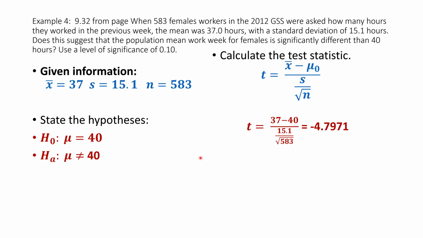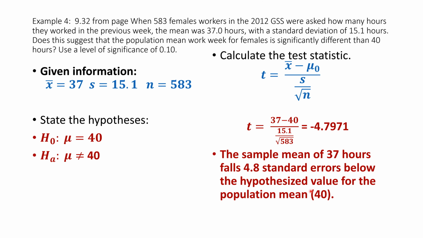So the test statistic will be calculated as the sample mean minus mu 0, divided by the ratio between the sample standard deviation and the square root of the sample size. Please verify this calculation by yourself. The sample mean of 37 hours falls 4.8 standard errors below the hypothesized value for the population mean, 40.